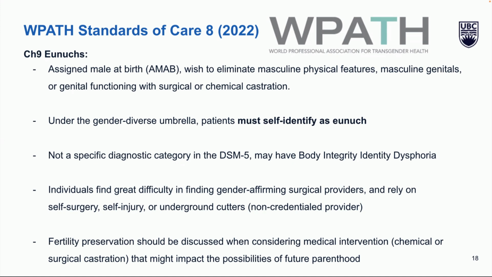As such, there's often great difficulty in finding gender-affirming surgical providers, and they often rely on self-castration, self-injury, or underground cutters as described. For individuals unable to access care for surgical castration or chemical castration, these are often people that end up in the margins. For those that do make it to a provider, topics such as fertility preservation should be discussed prior to medical interventions that impact future parenthood. And these are recommendations that were provided by the Association.